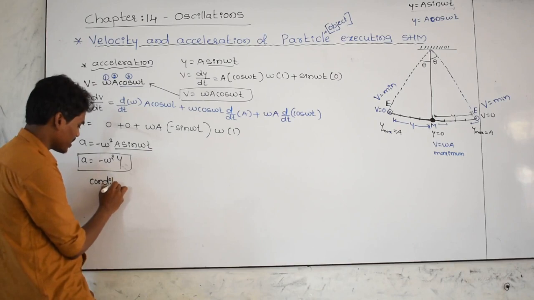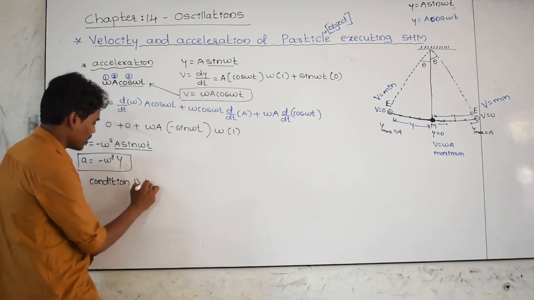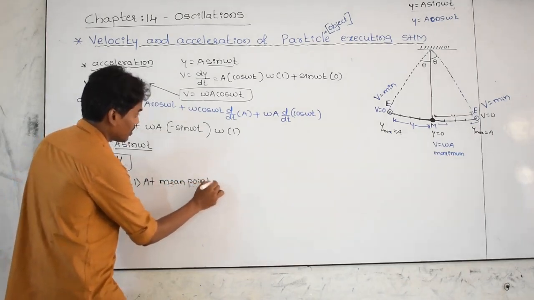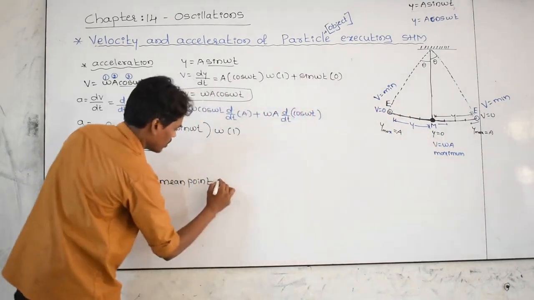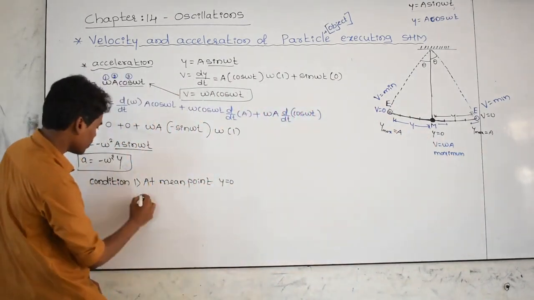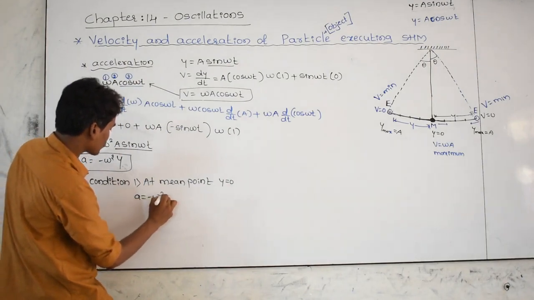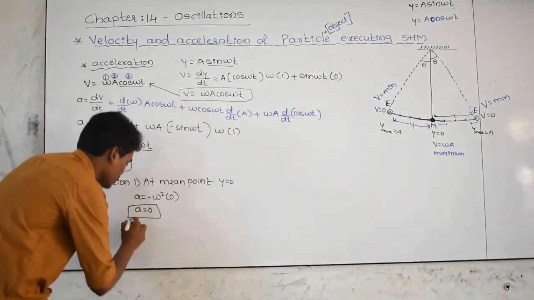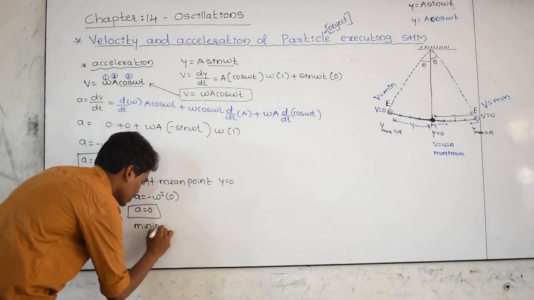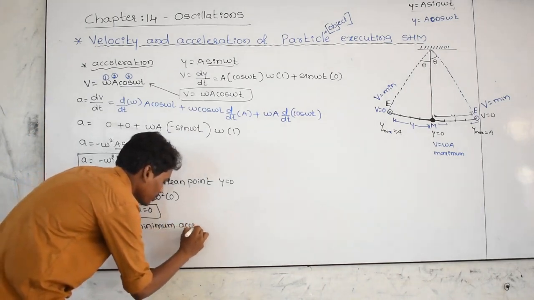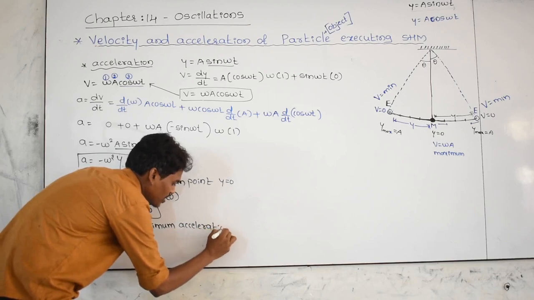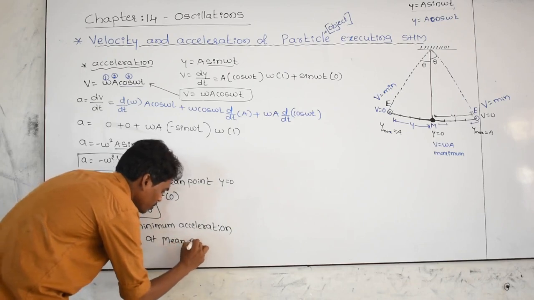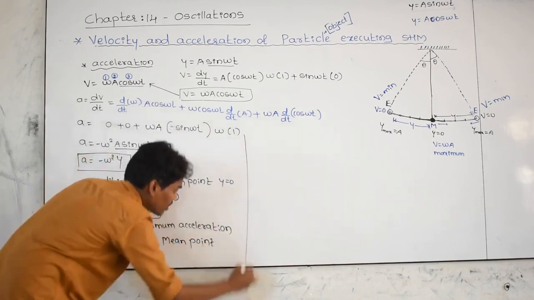At the mean position, what is the acceleration? Condition number 1, at the mean point, what is the acceleration? At the mean point y is equal to 0. Substitute here: acceleration is equal to minus omega square into 0, so acceleration is 0. Now the acceleration is minimum, therefore it is minimum acceleration at the mean point. And what is the second one?